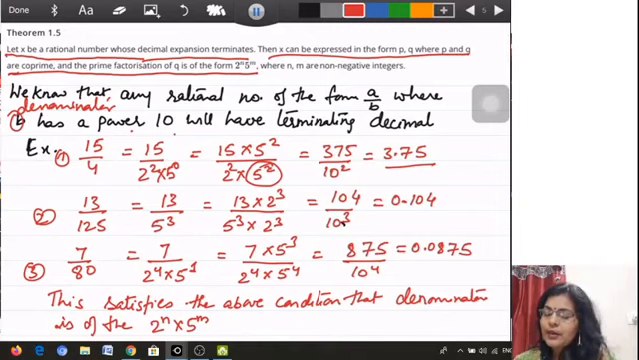Now the same thing here also. We can write 2 to the power 0, and we can simply add the 3 powers over here and 3 powers over here. We got the answer 104 upon 10 cube. So we'll put the decimal point after 3 places.